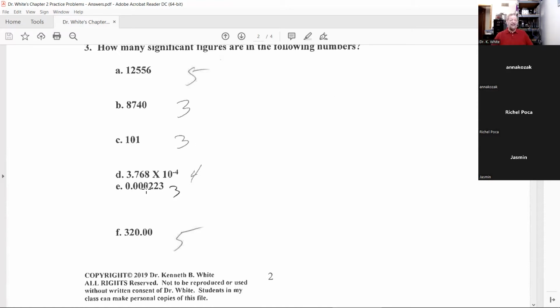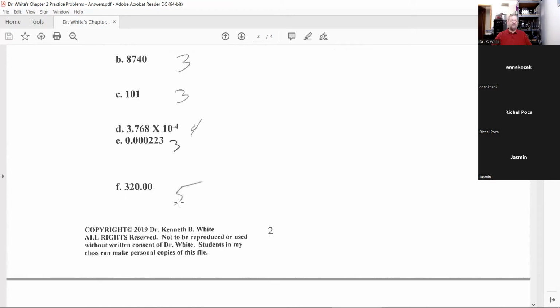Lead zeros in E are never significant. And by the way, in D, they're all non-zero. 4, you do not use 10 to the x to figure out significant figures. That always stays the same. Now, E, lead zeros are never significant. Lead zeros, those in front of a number, are not significant. And this has 3 non-zero numbers. These are not, so it has 3 significant figures.